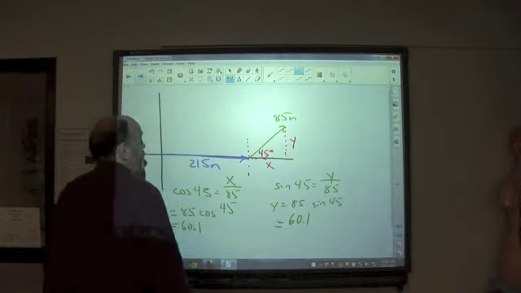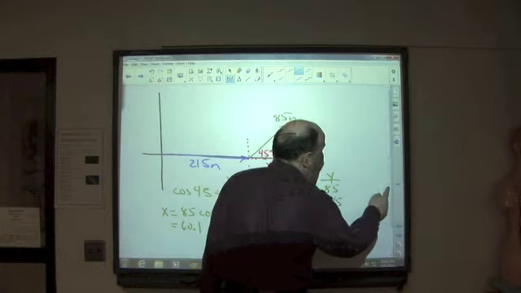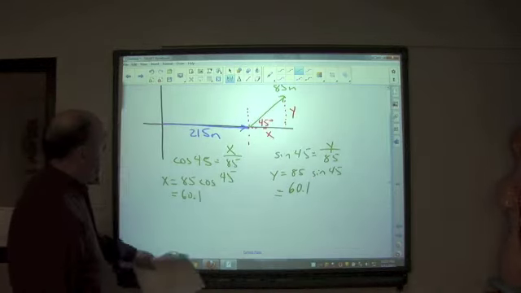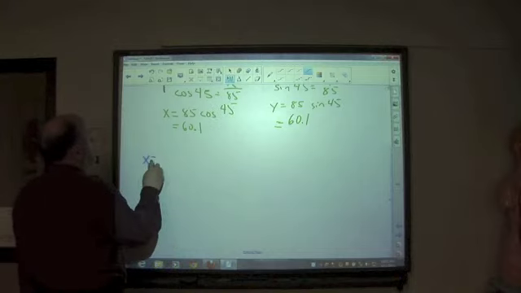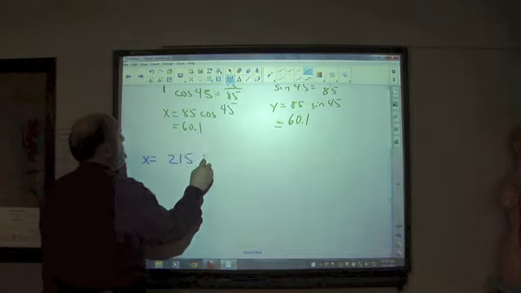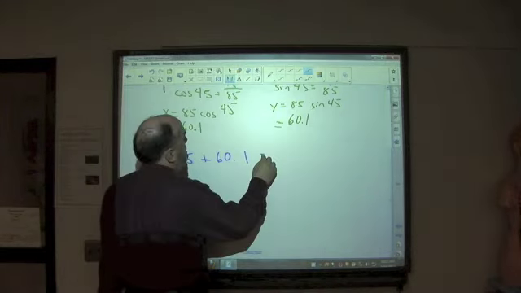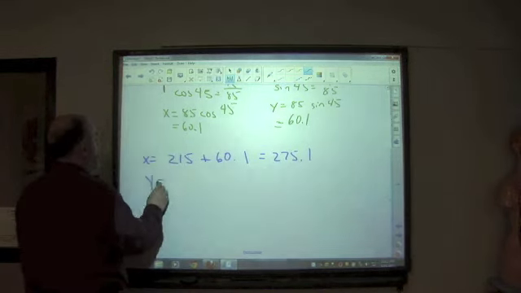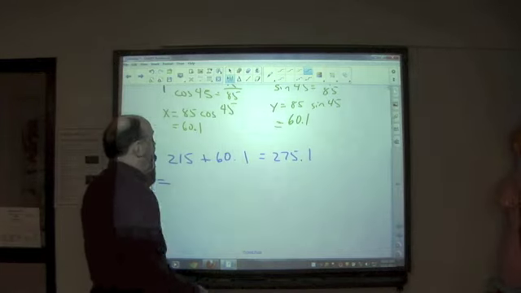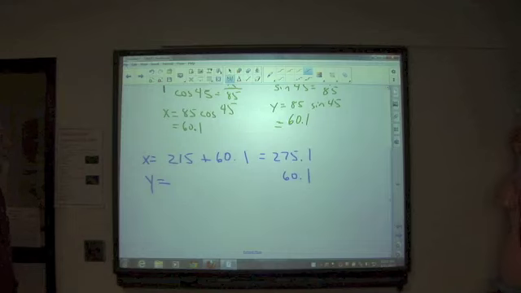And so we get that. Okay. So that would mean in terms of my problem then, we know that for this one, in the x direction, it went 215 from the first part plus the 60.1 from the second part of the journey, and we get 275.1 in the x. And then the y direction of the journey is just due to that part, and we get 60.1. So you get how far in the x and the y we have traveled.